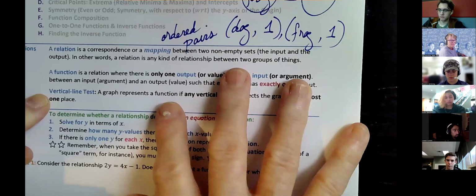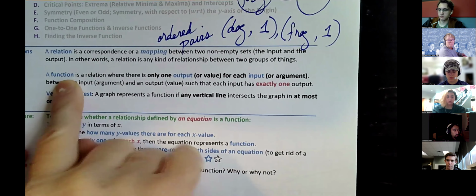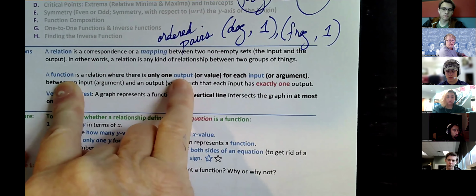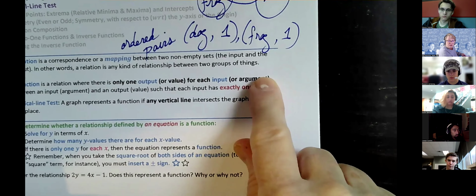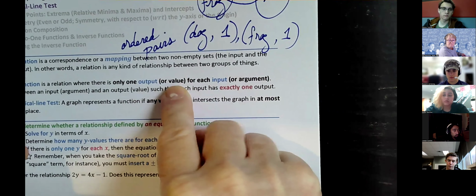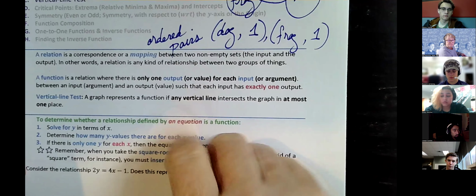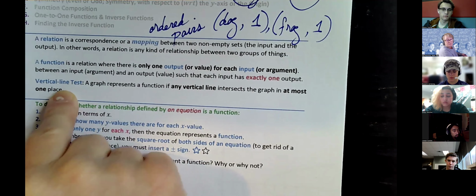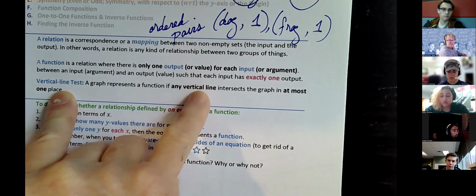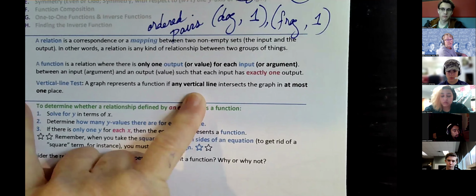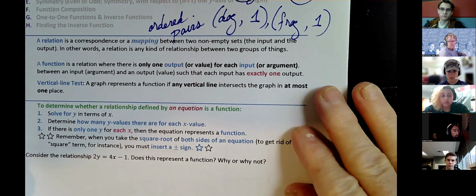So we've got a function that means one input has one output, or one argument. Sometimes the input is called an argument, has one value. And the graph or the image of the relation has to be such that any vertical line will never cross it more than once in order for it to be a function.